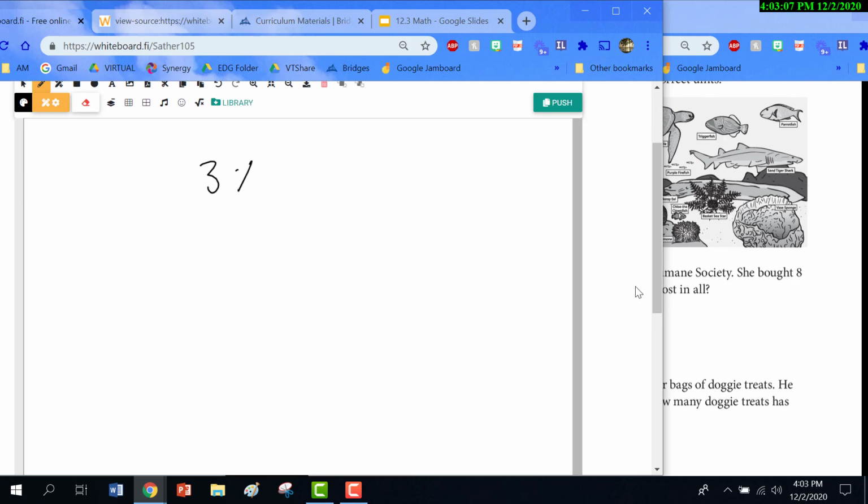So we have 3 times 4. 3 groups of 4, 3 rows of 4. 3 times 4, 1, 2, 3, and there's 4 in each row. Skip count them up. We have 4, 8, 12. 3 times 4 is 12.